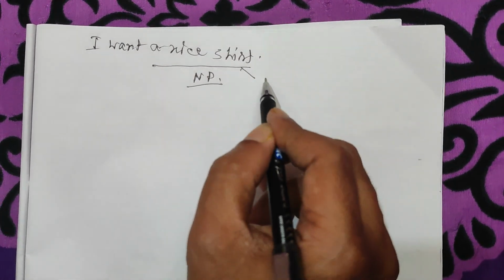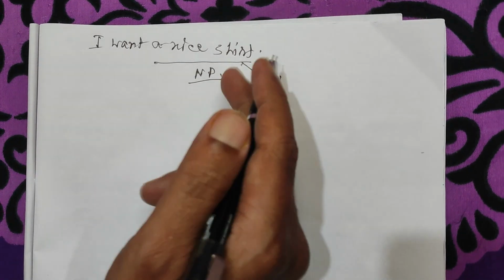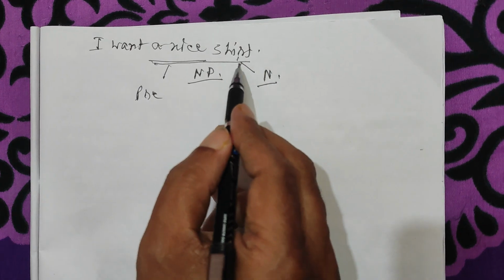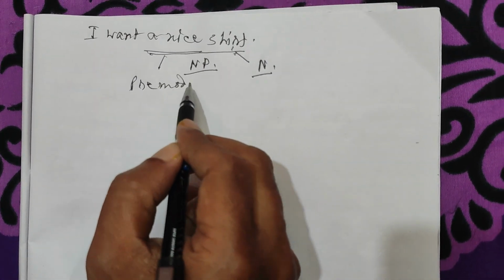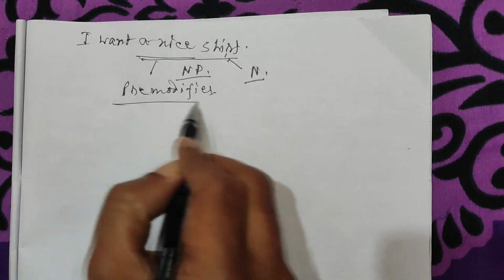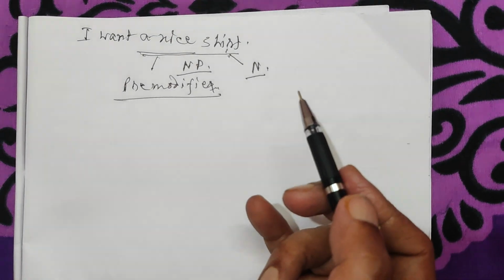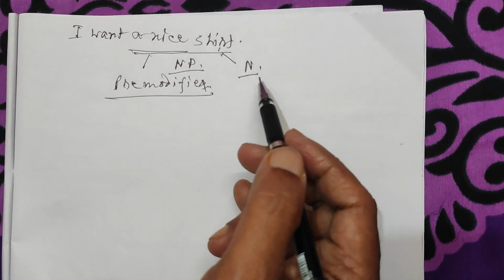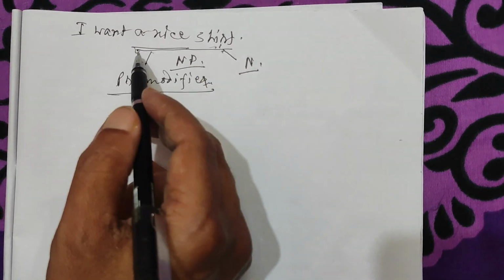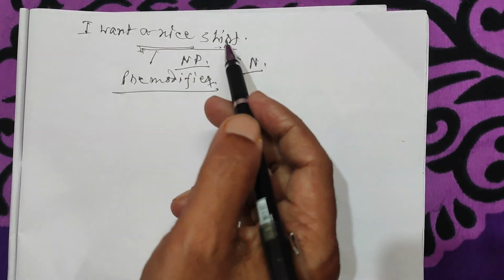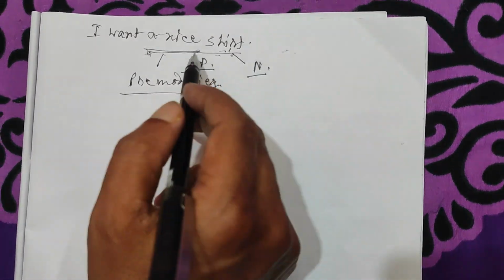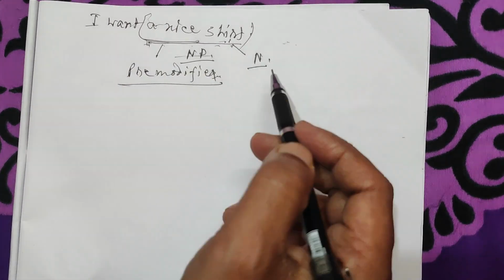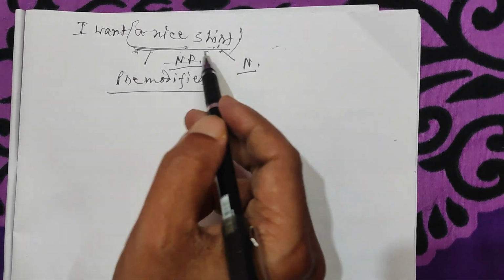Here, shirt is the noun, and a nice pre-modifies the noun. It is also called a pre-modifier, one which modifies another word. A word sitting before a noun is called a pre-modifier, and one sitting after that noun is called a post-modifier. That entire group of words is a noun phrase, and it is acting as an object.